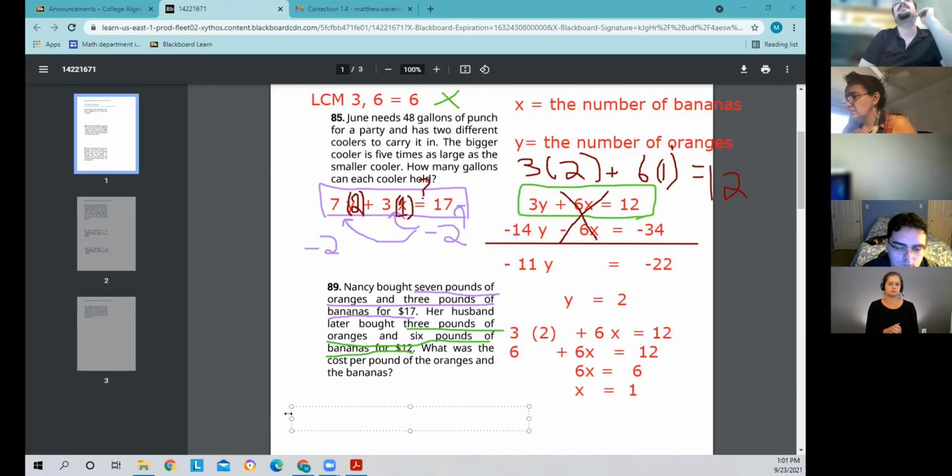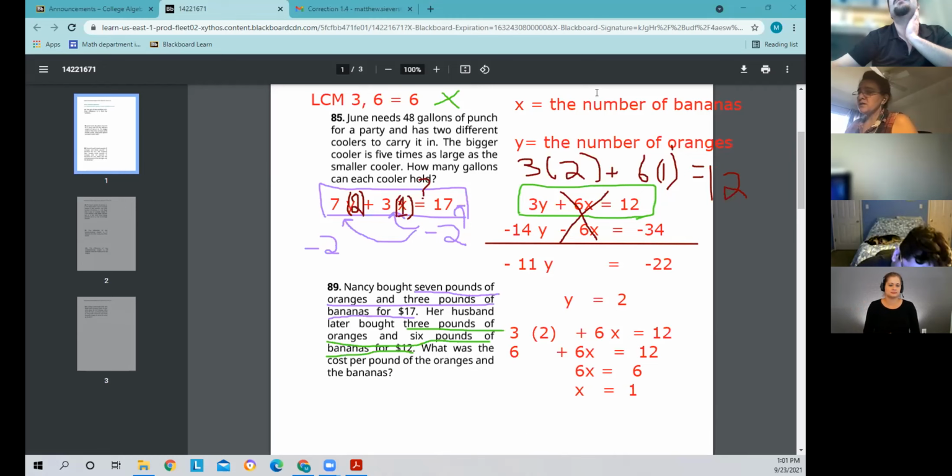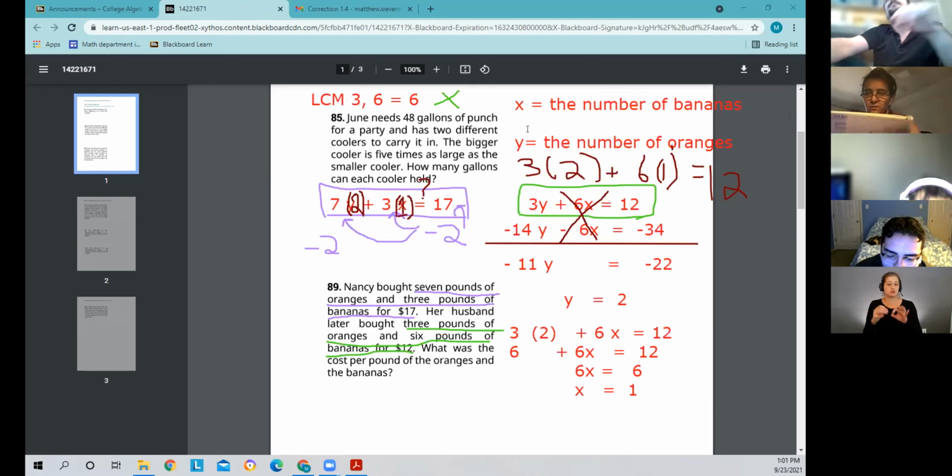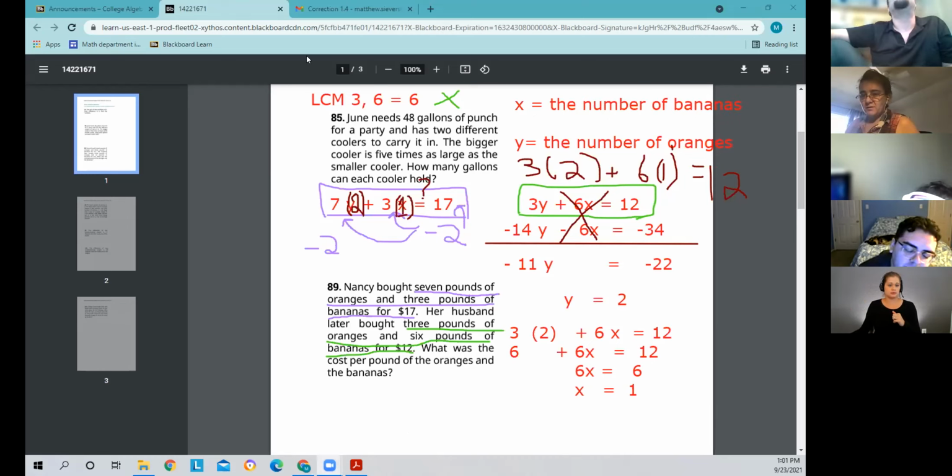If we put those two things together, we get 17. If we put those two things together, we get $12 per pound. What does this mean? The cost of the oranges and the cost of the bananas. Yeah, I don't think I defined this thing right. What was the cost per pound of oranges? Use your y, because to me it's the opposite.